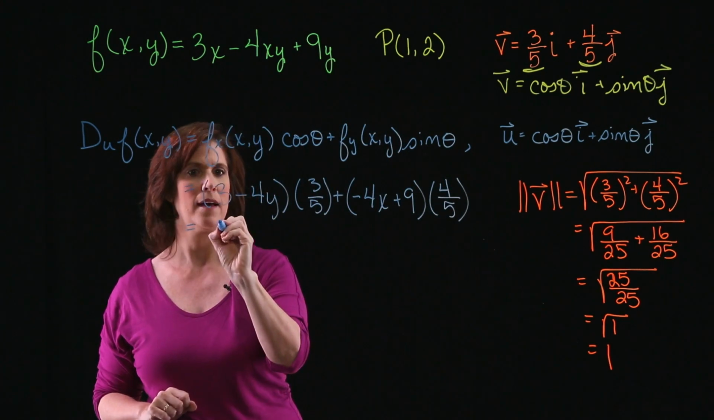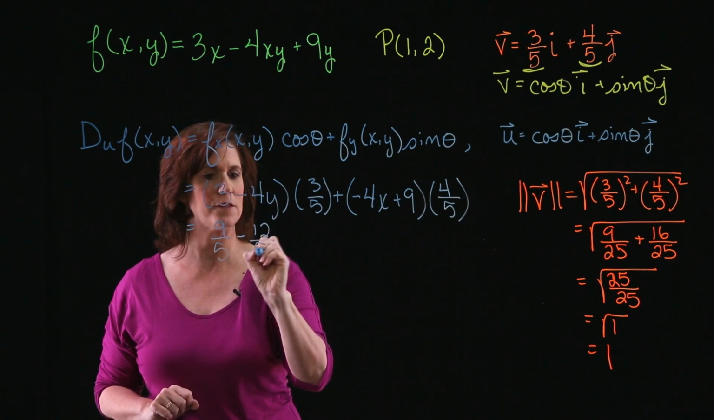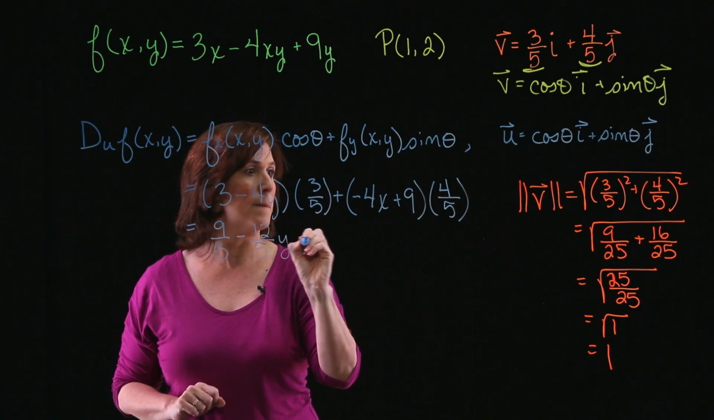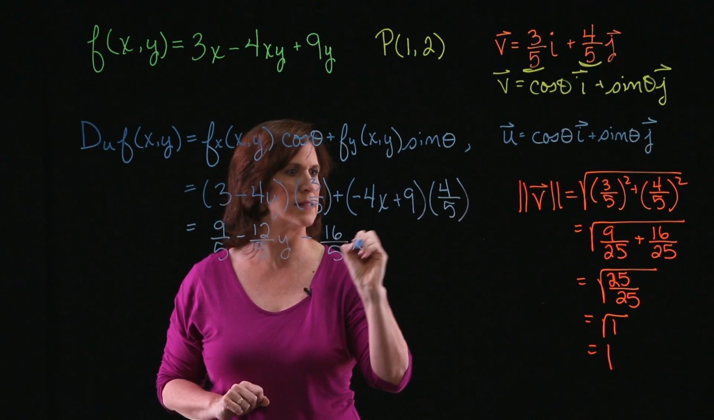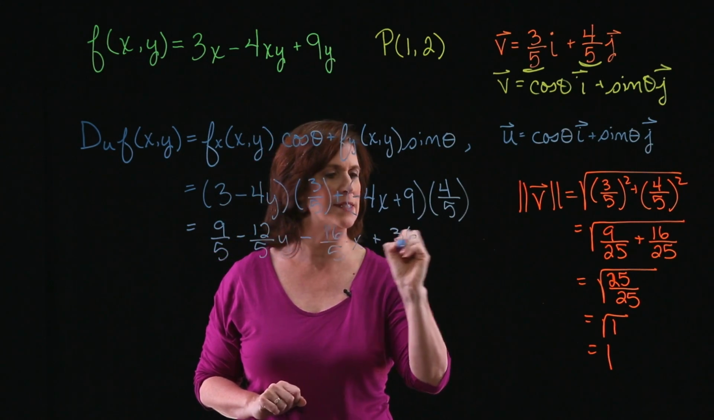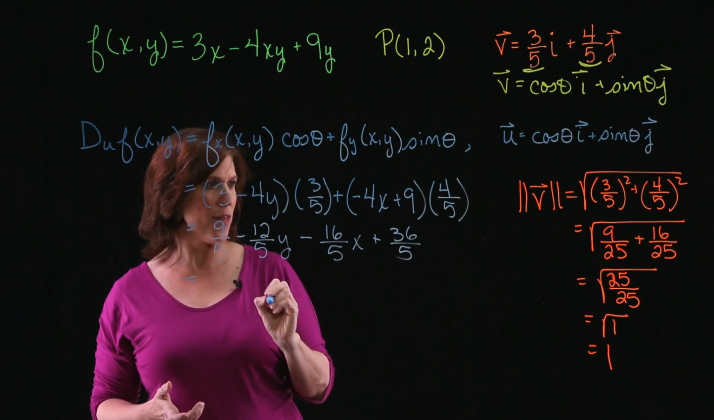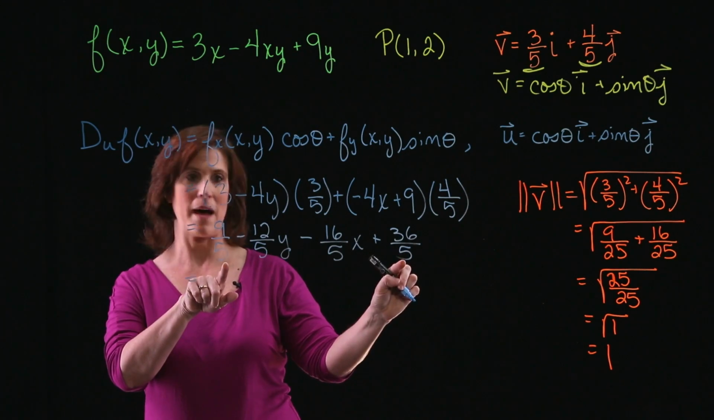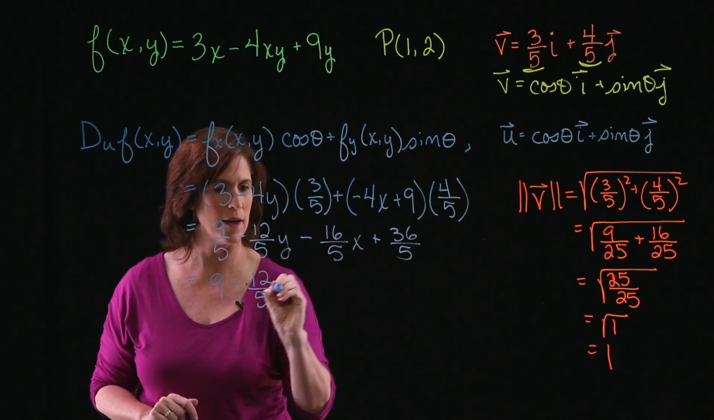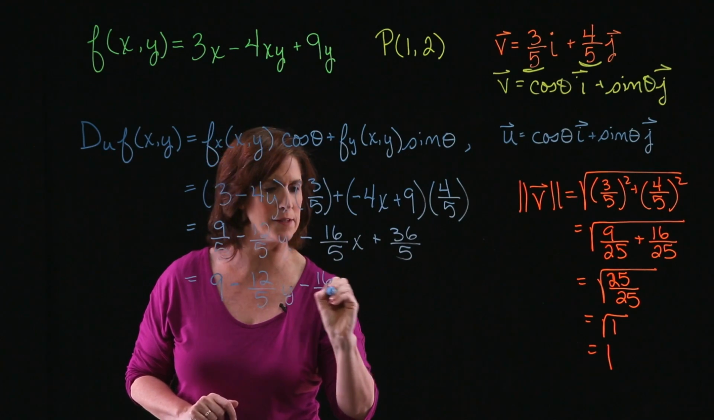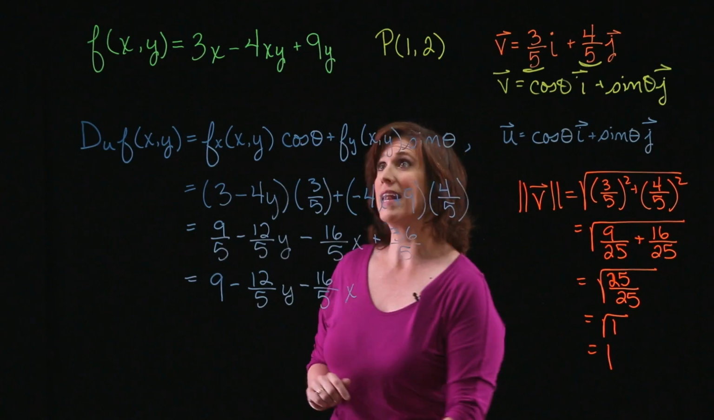So that gives me 9/5 minus 12/5 y minus 16/5 x plus 36/5, or in other words, 45/5 when I combine my constants, which is just 9, minus 12/5 y minus 16/5 x. Now this gives me the directional derivative at any point.